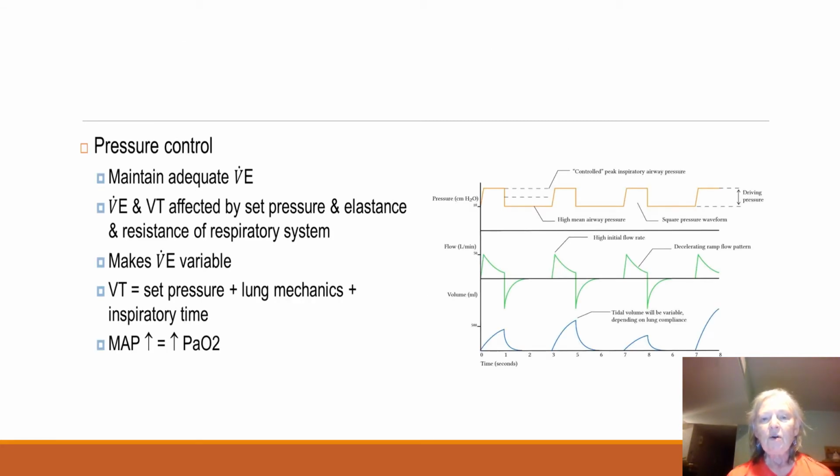With pressure control, we're going to maintain an adequate minute ventilation as well as we can. This is where the new dual modes come together. So it works much, much better for us. Our minute ventilation tidal volume is affected by the set pressure and the elastance and resistance of the respiratory system. If we hit our pressure too quickly, we're going to have a decreased tidal volume. Like I said, the new dual modes are helping us maintain better control over this.